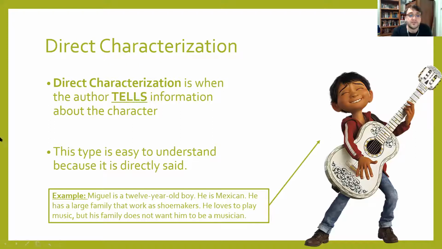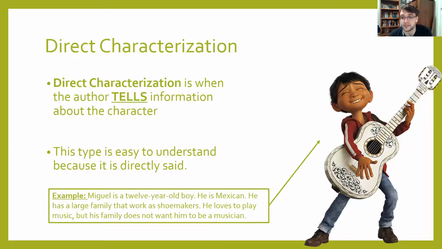So we're going to use Miguel from Coco as an example. So this example right here gives us multiple types of direct characterization. Miguel is a 12-year-old boy. He is Mexican. He has a large family that work as shoemakers. He loves to play music, but his family does not want him to be a musician.